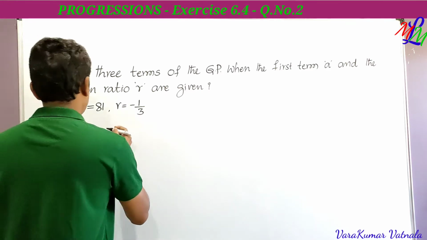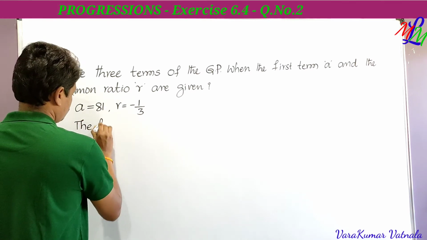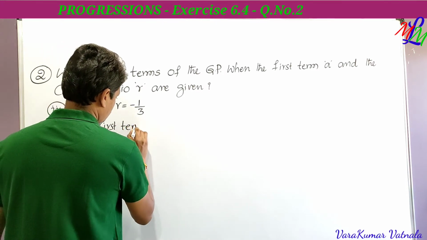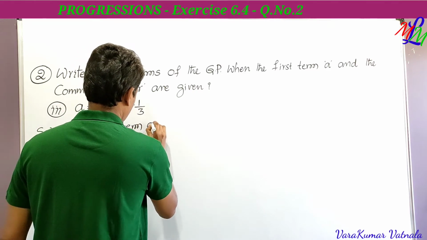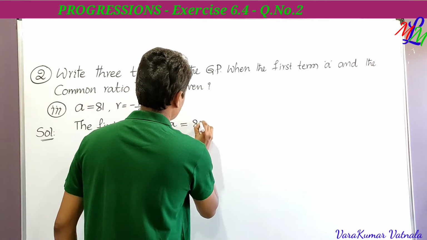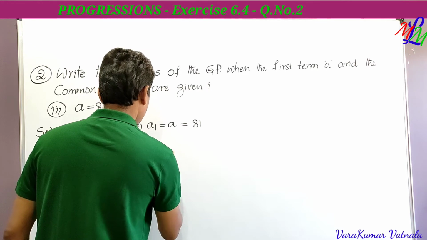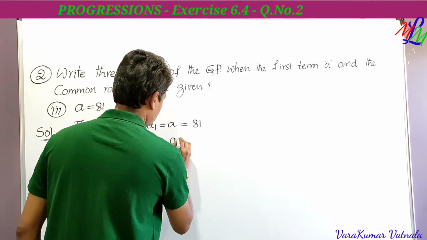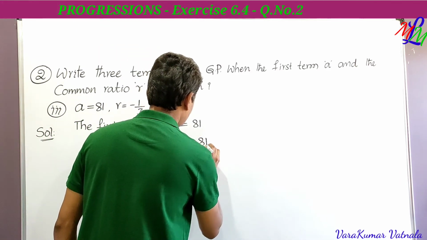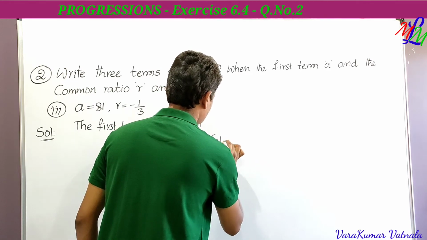So see here, the first term a1 is equal to a only, so the value of a is equal to 81. So this is the first term. And the second term is a2. a2 can be written as a into r. So the a value is 81 and the r value is minus 1 by 3. So we just have to substitute the values.